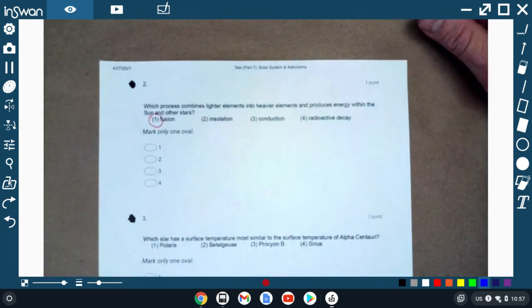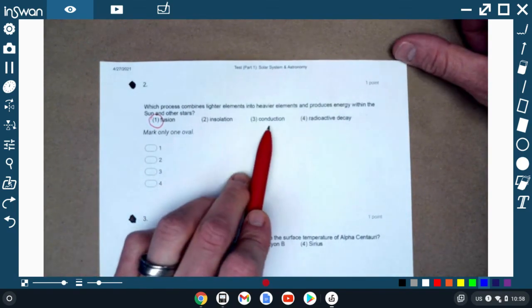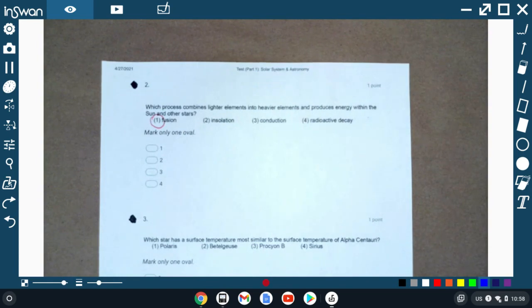So number 1. Insolation talks about how much energy is coming to the Earth. Conduction, we'll get into that when we start talking about weather. And radioactive decay, well, that's going to be back with the unit on Earth history. So number 2 was 1.